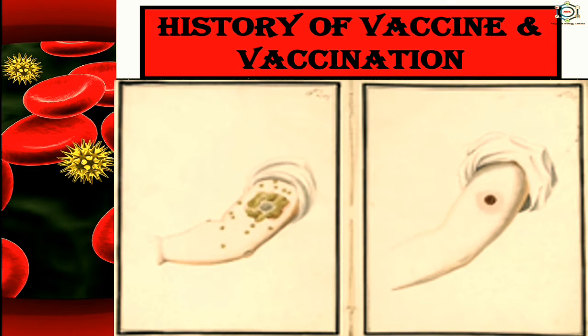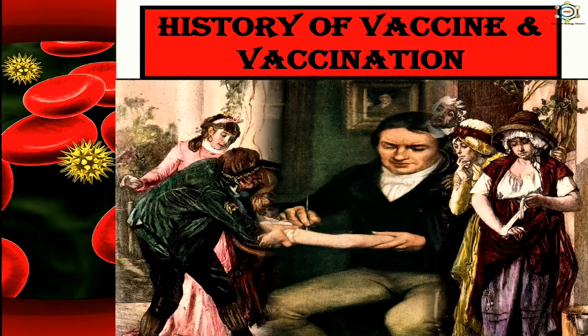Dr. Jenner made two shallow cuts on James' arms and inoculated them with the matter taken from Sarah's cowpox pustules. James' arm developed a pustule which formed a scab and healed, leaving only a scar. Did this make James immune to smallpox? The only way to ascertain this was to inoculate him with smallpox.